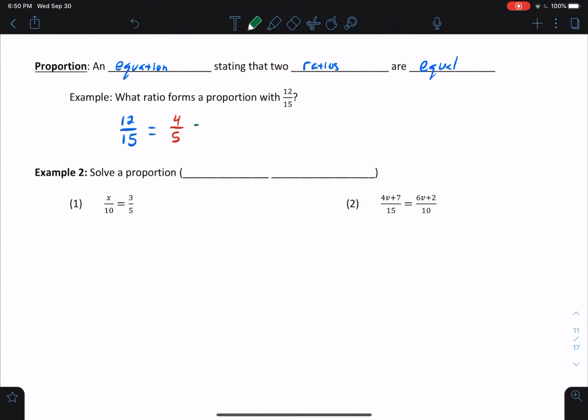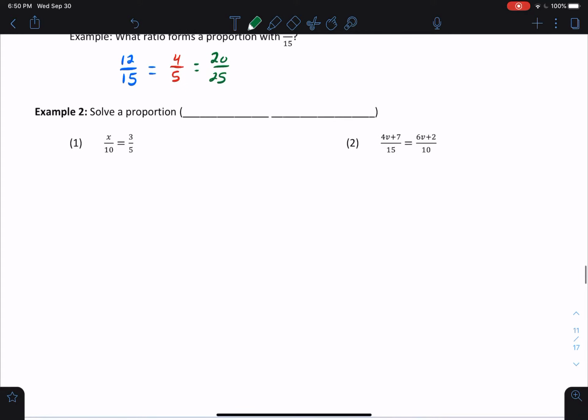Another one, what if I took 4/5 and I multiplied each of them by 5? I would get 20 over 25. All of these are equal to each other. They represent the same ratio, just some are in simpler forms. Okay? Now, to solve a proportion, maybe you've heard of it before, we are going to cross multiply.